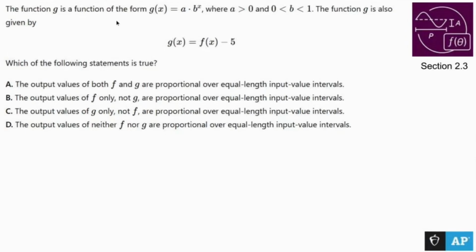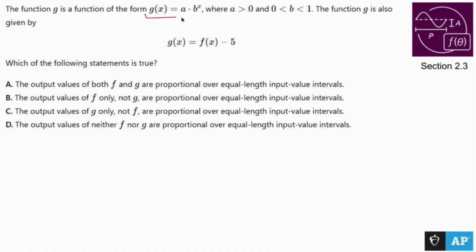The function g is a function in the form g of x equals a times b to the x, where a is greater than 0, positive, and b is in between 0 and 1, exponential decay. The function g is also given by g of x equals f of x minus 5. All right. So which of the following statements is true? So they want to talk about proportional over equal length input value intervals.